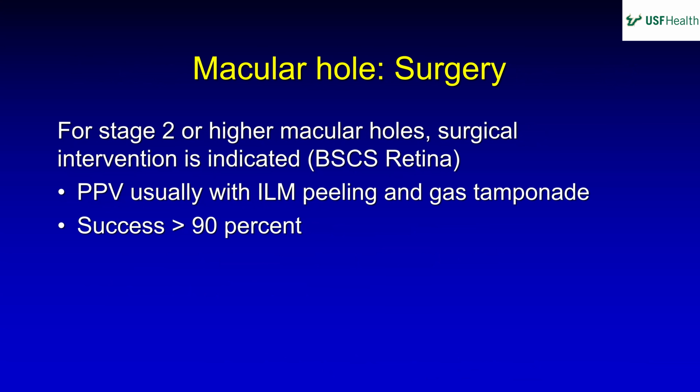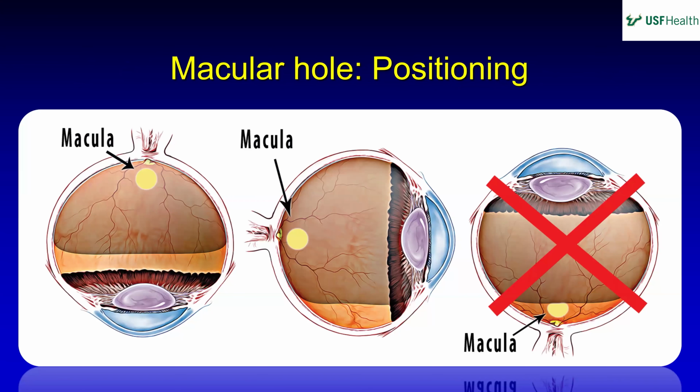Macular hole surgery, the book says, for stage 2 or higher, macular hole surgery is indicated. Success rate's very high, it's 90%. I wouldn't say 100% to anybody for anything, but it's close to 100% if you do everything on a small hole. Positioning, I told my fellow doctors on this.